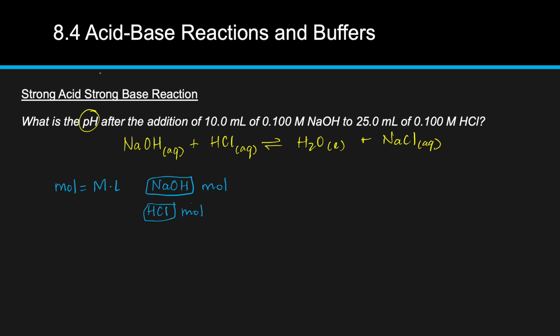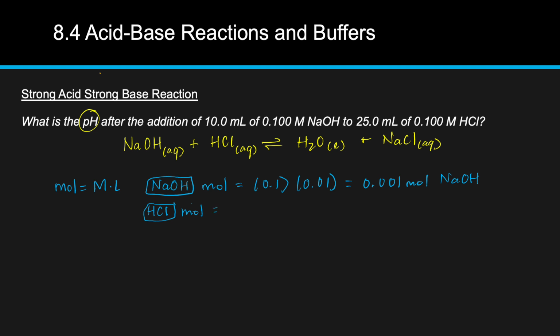So we know the equation for concentration is moles per liter, so we can rearrange that to solve for moles. So moles equals concentration times liters. So we are already given concentration. So starting with NaOH, our concentration is 0.1, and then we need to convert 10 milliliters into liters. So that is going to be 0.01 liters. So that's going to give us 0.001 moles of NaOH.